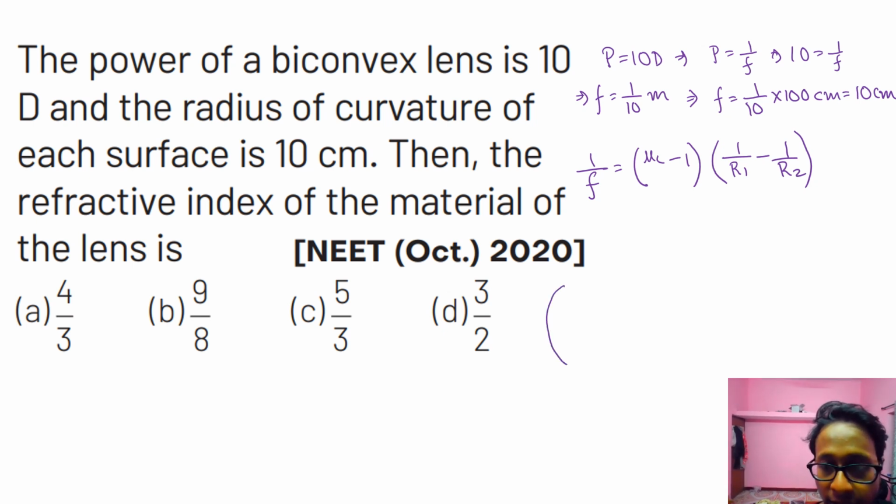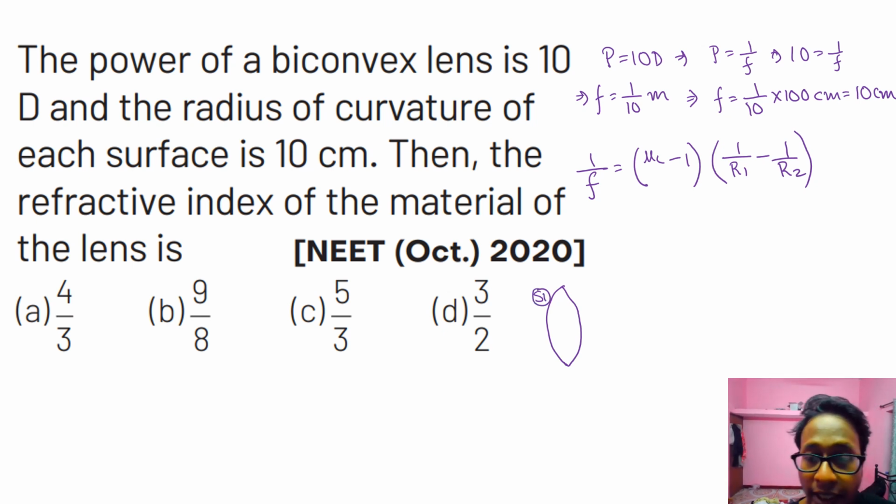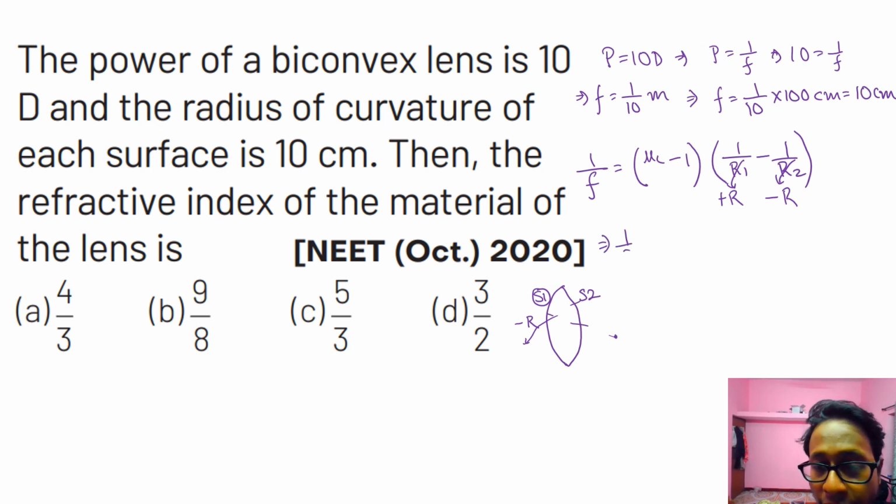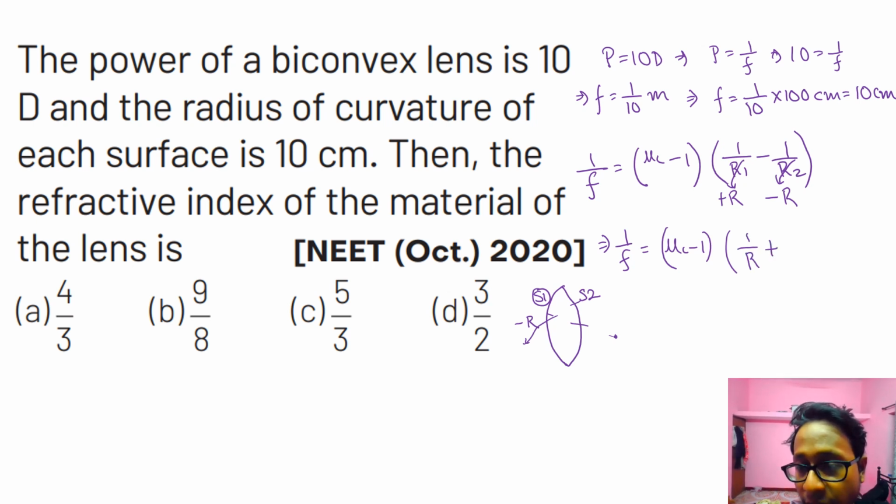Biconvex lens means this type of lens. This is surface 1, and biconvex also means that R1 is equal to R2. This is surface 2. Surface 1 is positive R. Surface 2 is negative R. Okay, so 1 by f is equal to mu l minus 1 multiplied by 1 by r, minus and minus becomes plus 1 by r.